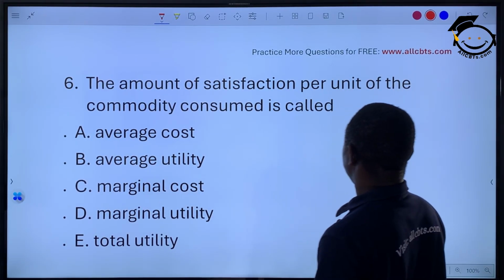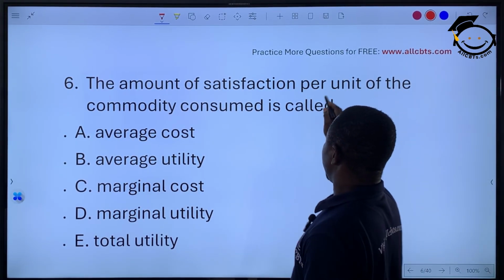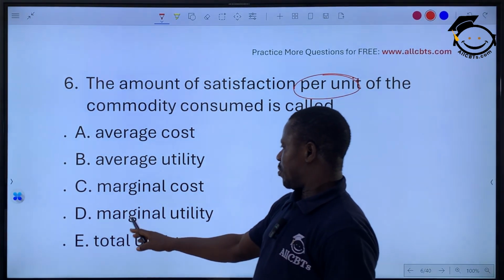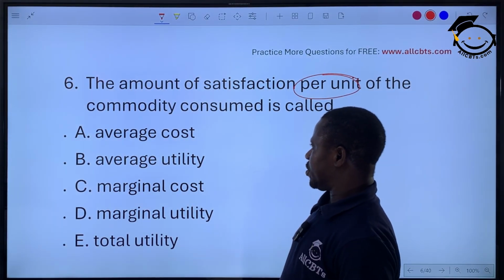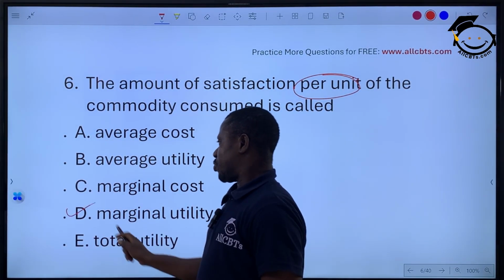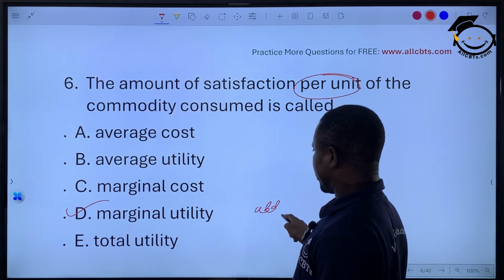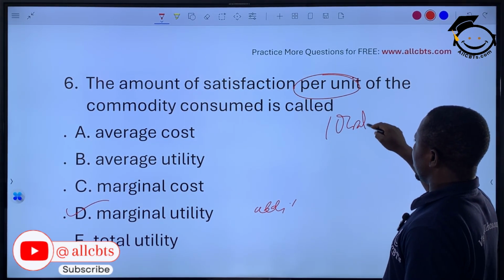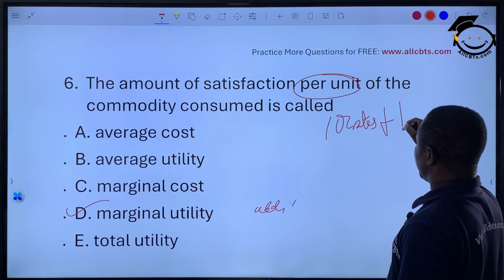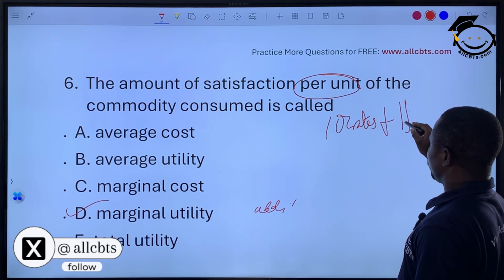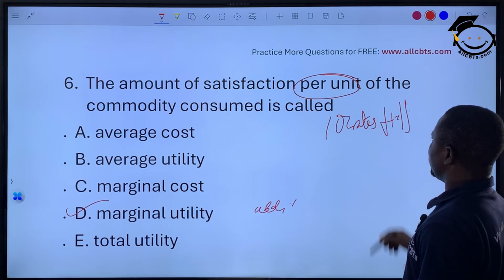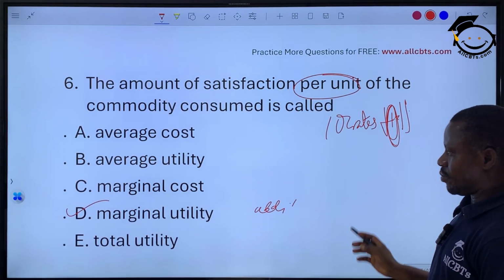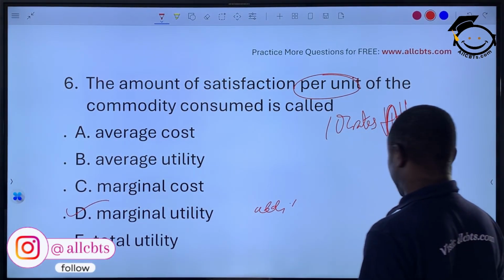The amount of satisfaction per unit of the commodity consumed, per one of the product. Average cost, average utility, marginal utility, marginal cost, total utility. I think its answer is what? Marginal utility. Because marginal is talking about the additional one. So if you have enjoyed 10 crates of eggs, and now you added 1 to make it 11. Plus 1 equals 11. So, the utility you generated from this 1 you added is called the marginal utility. Very well. So, option D.